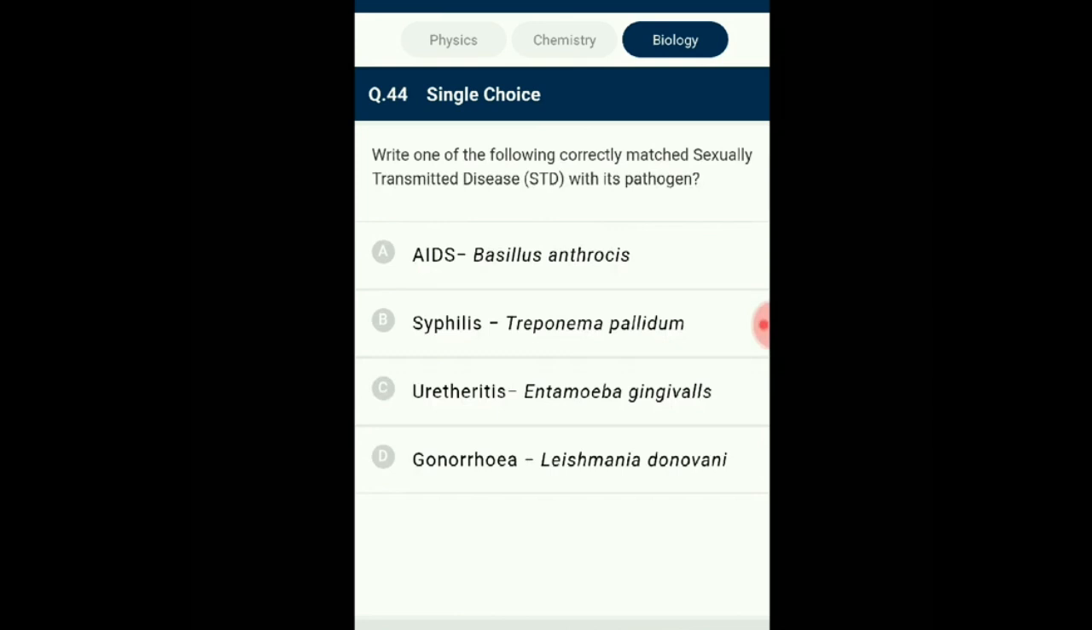Question number 44. Select the correctly matched sexually transmitted disease with its pathogen. Syphilis is a sexually transmitted disease caused by Treponema pallidum. It is a member of the family Spirochaetaceae and is related to other spirochaete genera which have the capacity to infect man, namely Borrelia and Leptospira. So the answer is option B, syphilis, Treponema pallidum.